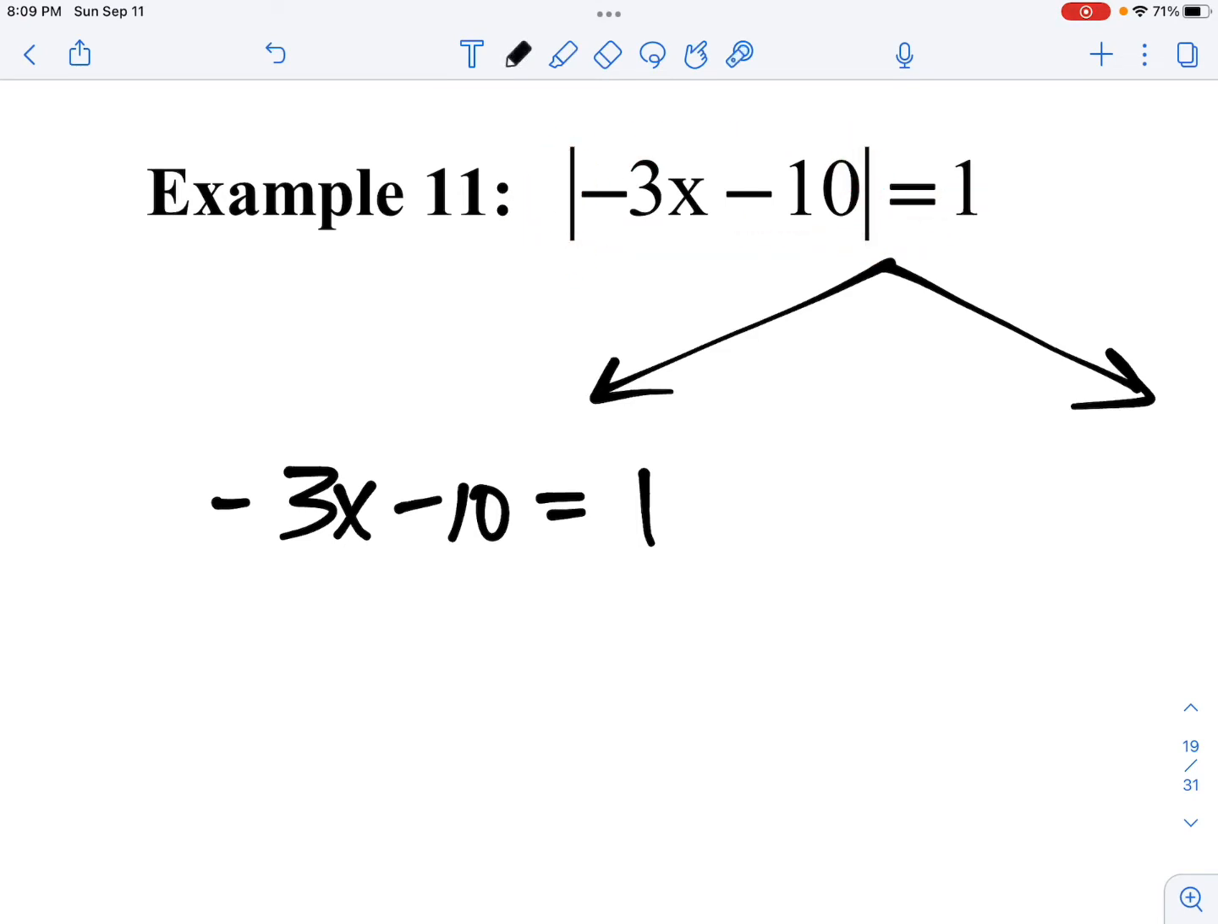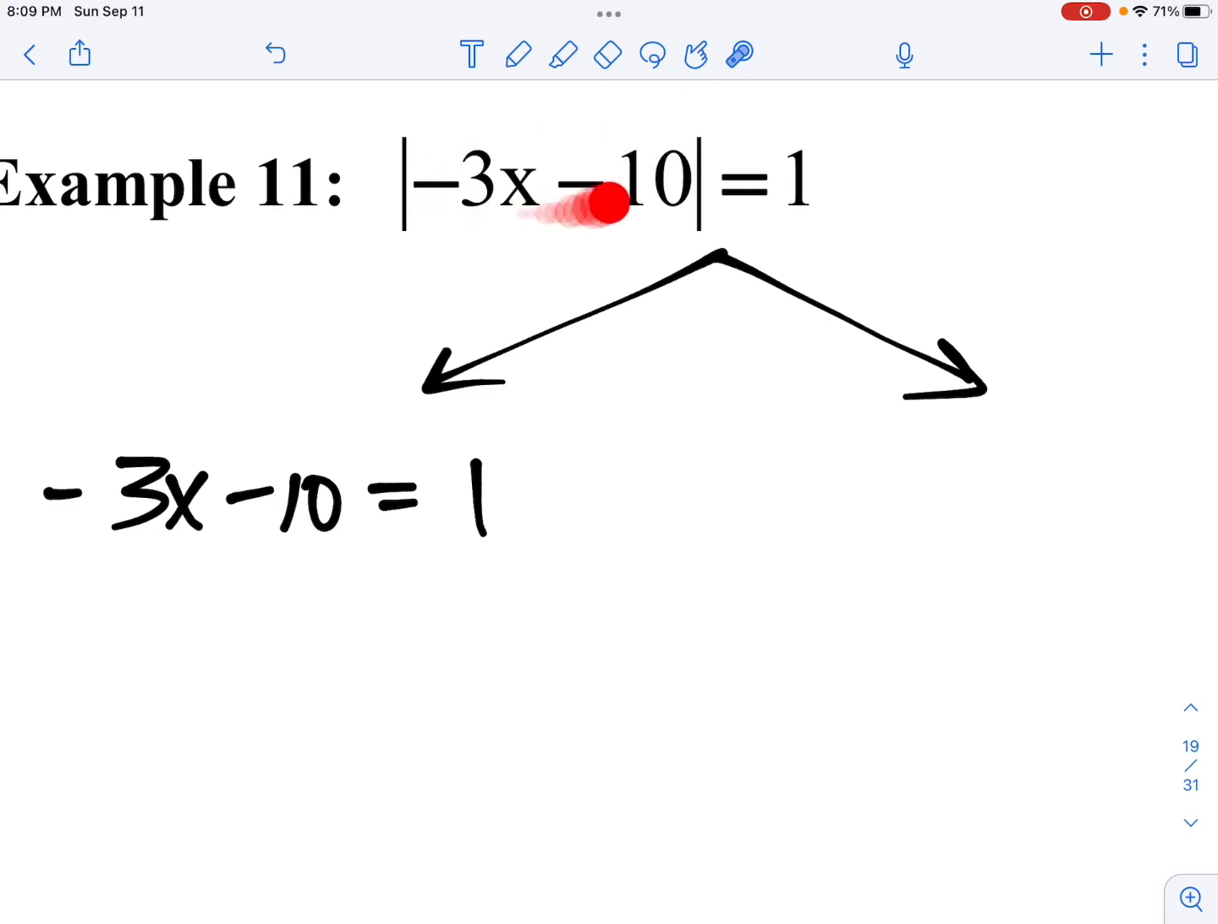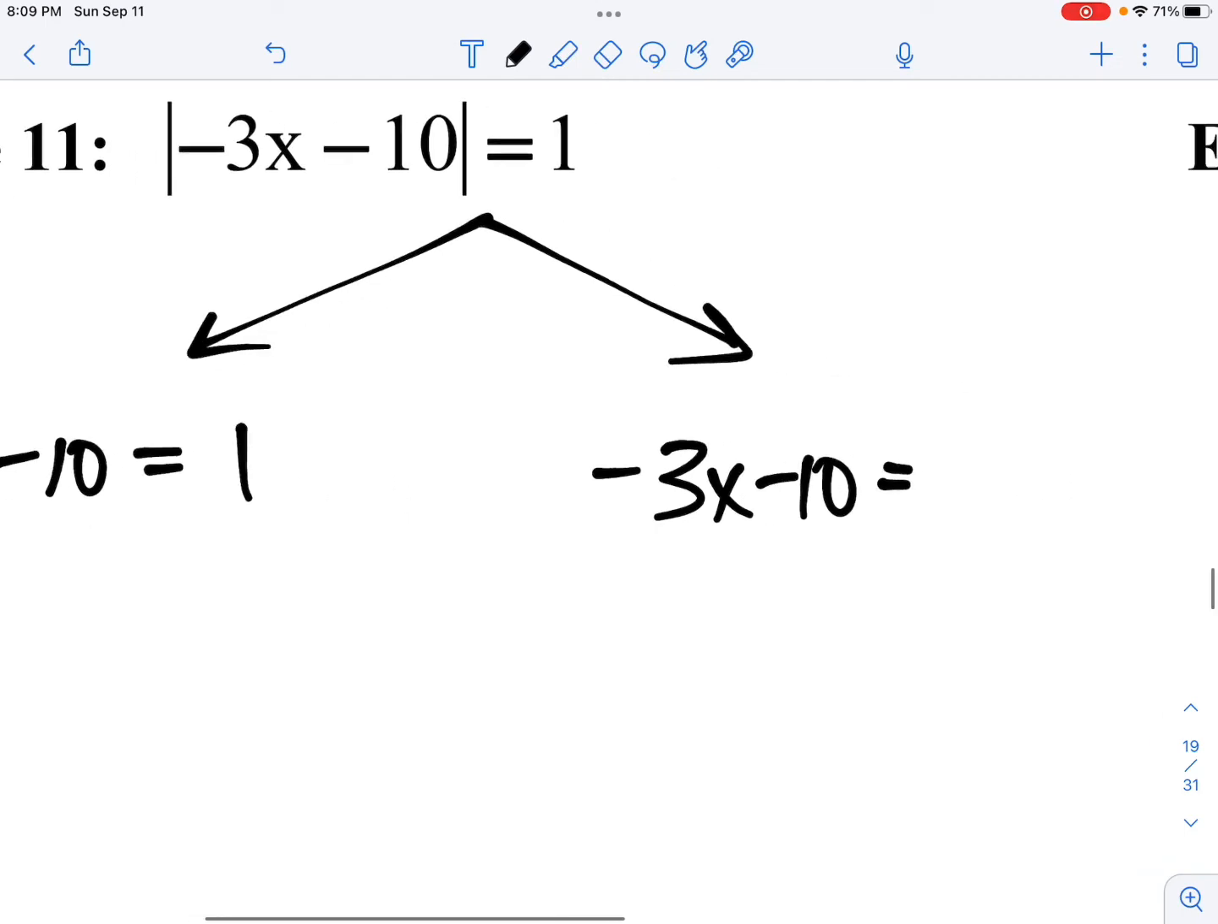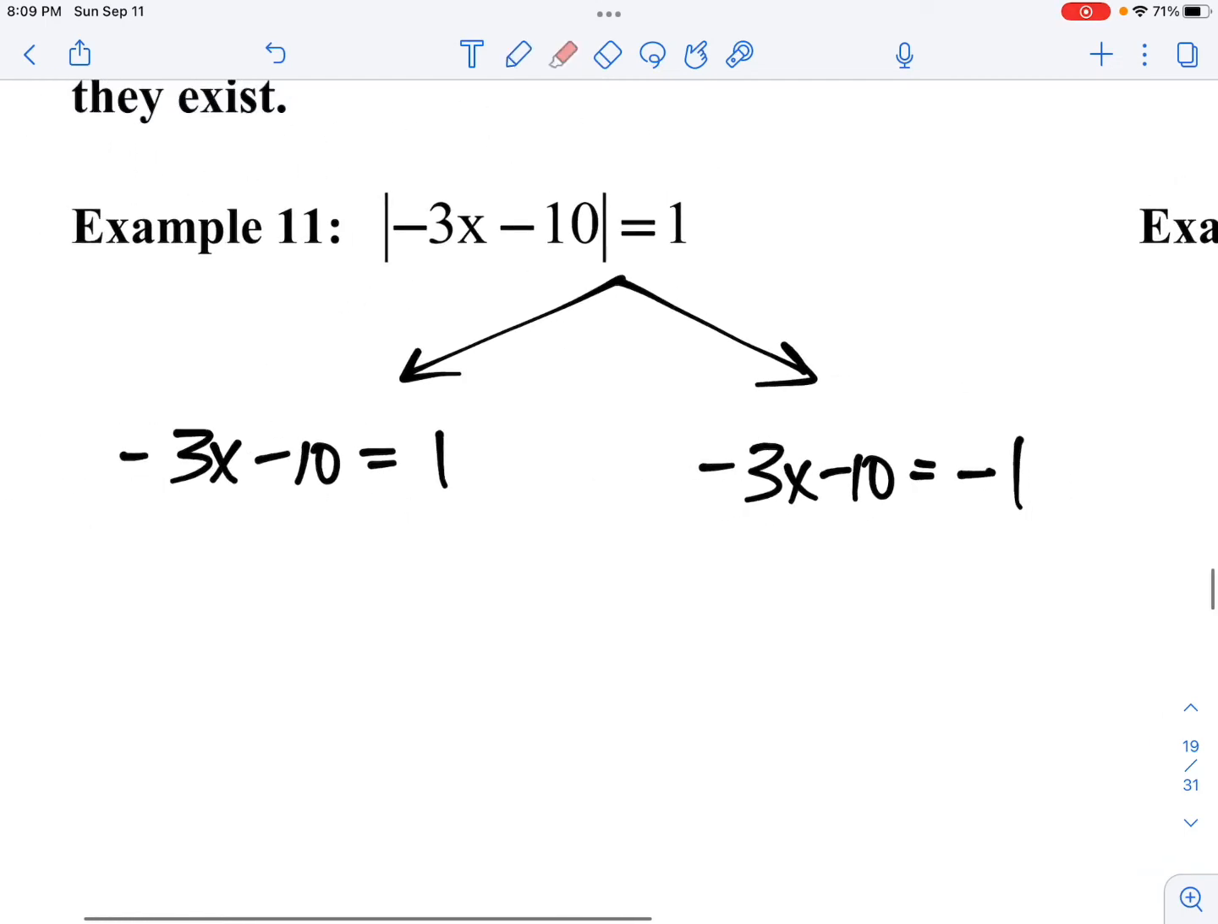The second thing I'm going to do is recopy all of this, and I'm going to make this one a negative. -3x minus 10 equals -1. So what I'm doing here is taking this one and writing it here, and writing the inverse there, -1. Now I just have to solve both of these equations.